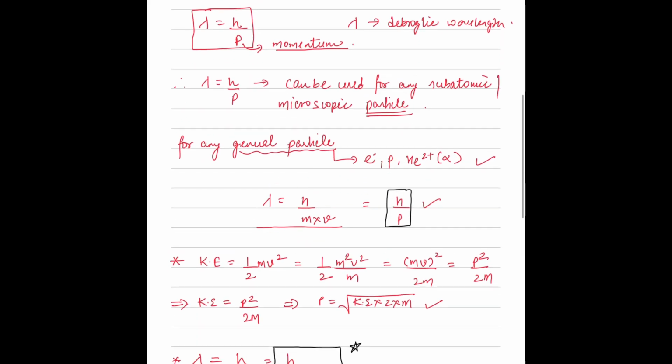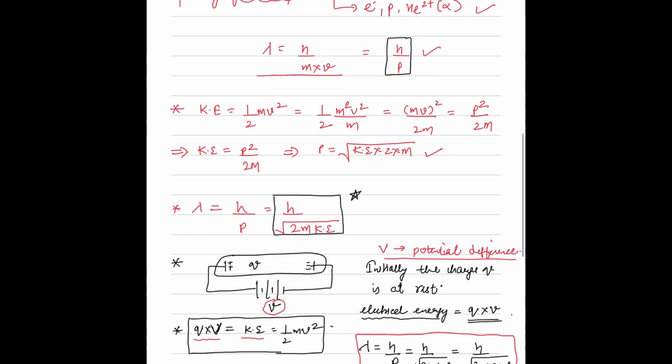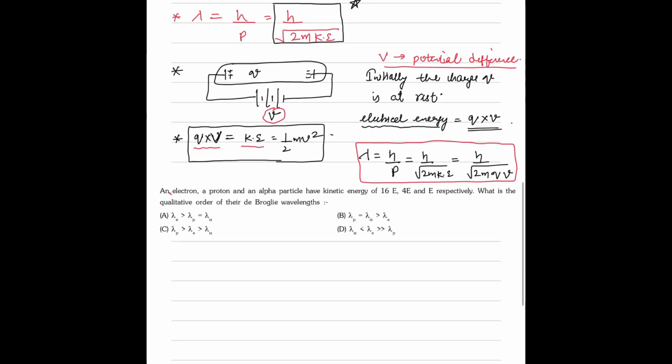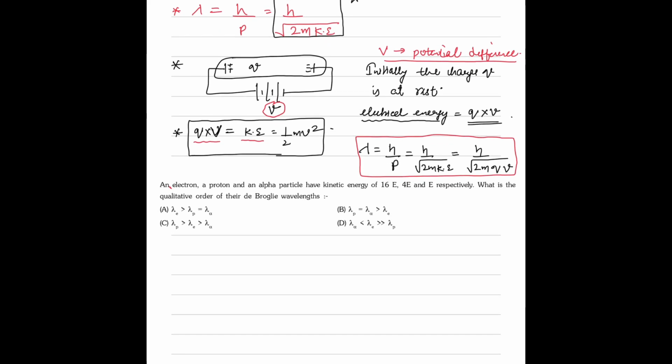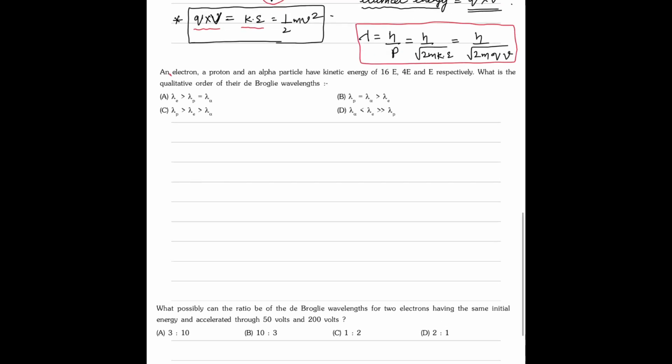Now, what is the important application of the de Broglie concept? There are three important applications. Two applications we will go through with questions, right? We'll understand how we can apply these equations to solve the problems, and the third one we will apply to understand its significance. Now let's go through it.